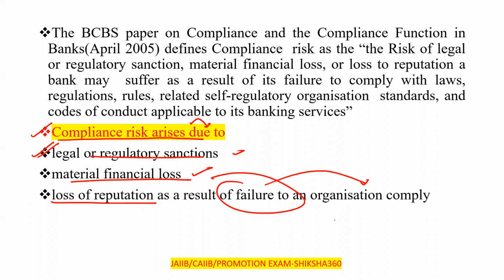The first one is legal or regulatory sanction, the second is material financial loss, and the third is the loss of reputation as a result of failure of an organization to comply. That is, they are not following the guidelines and are doing the work on a general basis, and that also leads to compliance risk.